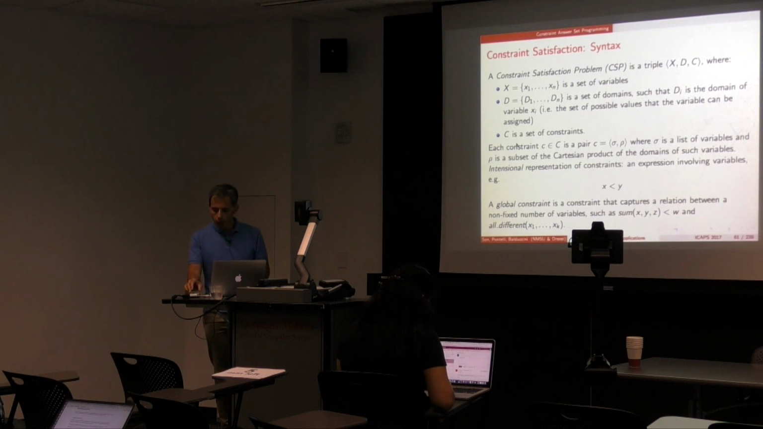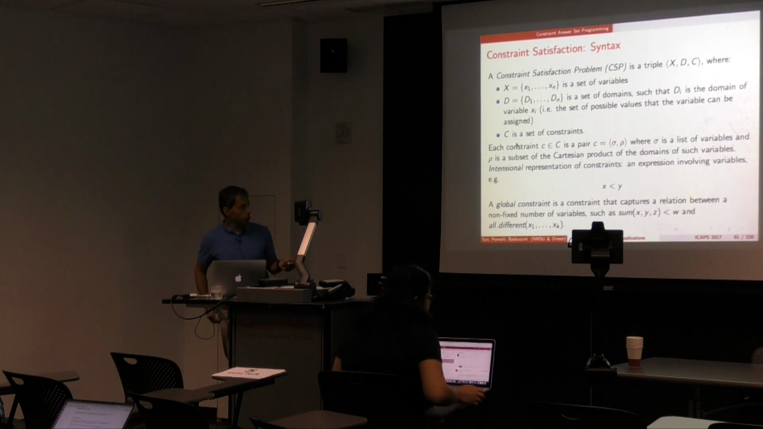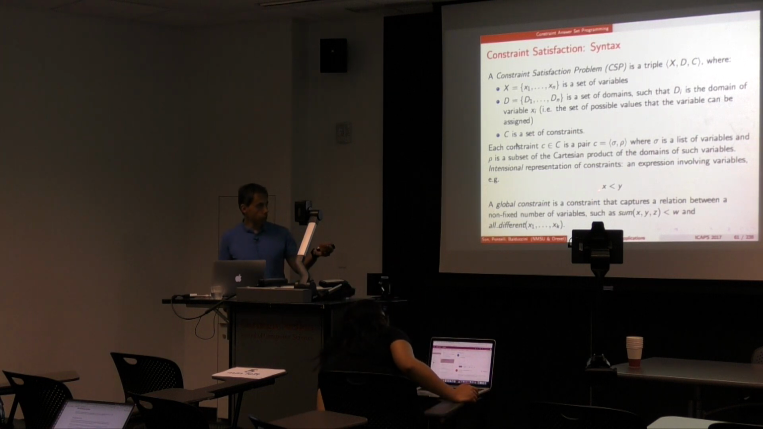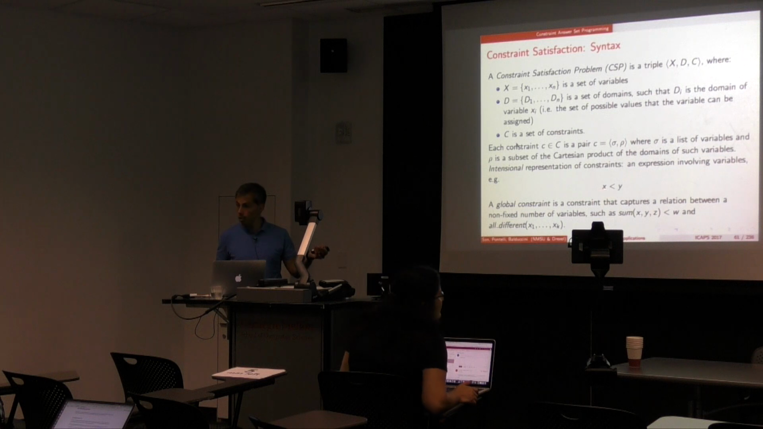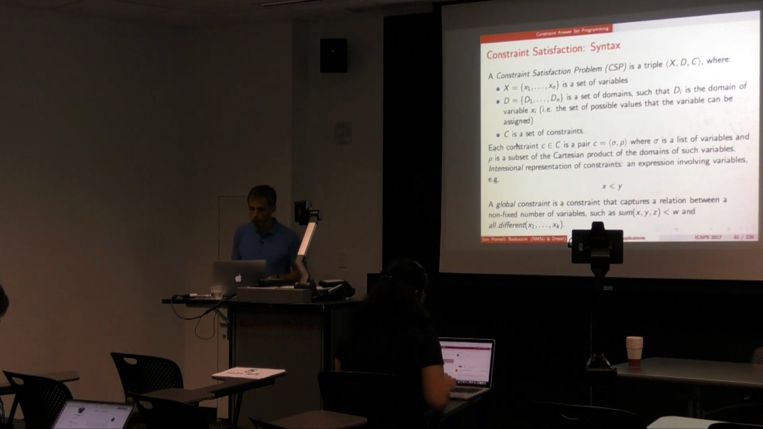So typically, rather than using an extensional definition, we like to use an intentional definition of our constraints, and so we'll write things like these, which you have seen before, right? So x less than y, but from a technical perspective, if you have a domain for x and a domain for y, x less than y is projected on a subset of the Cartesian product of the ranges of the two variables.